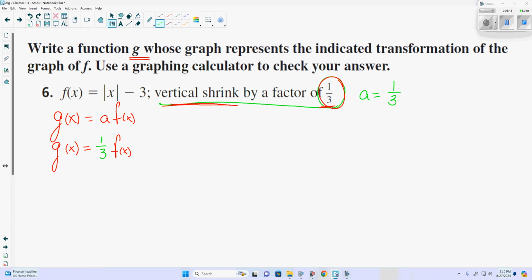Our next step is just to plug in the value of a. We're replacing a with its value. So we get 1/3 times f of x. Questions on this so far?